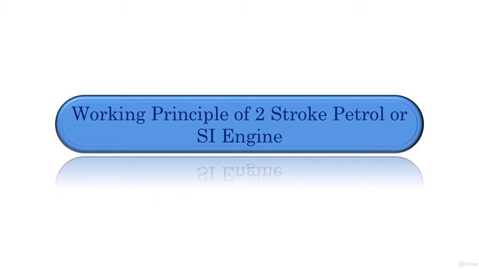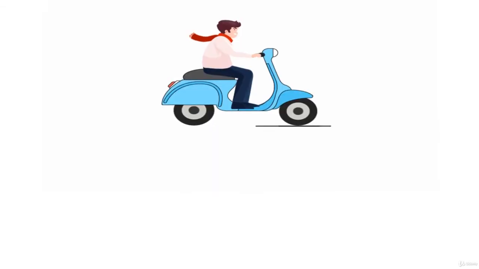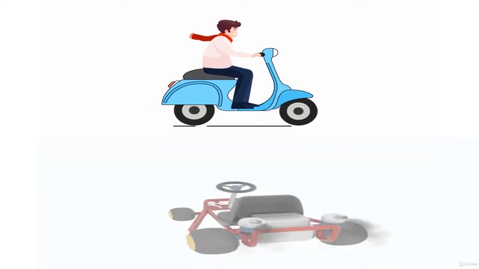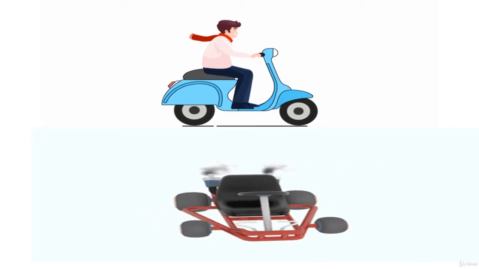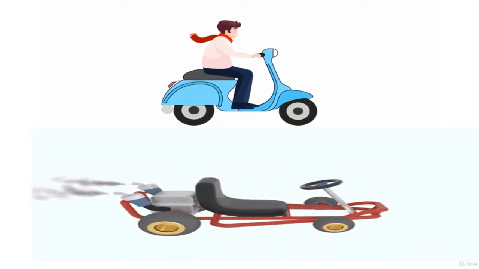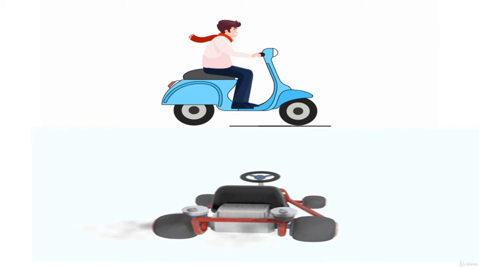Welcome back. In this video, we are going to study the working principle of the two-stroke petrol or SI engine, also known as spark ignition engine. Two-stroke engines were used in two-wheelers before the four-stroke engines were introduced. Two-stroke engines are still being used today, for example, in go-karts, as they are lighter and more cost-effective than four-stroke engines. First, we'll learn the basic principles of an engine in vehicles.